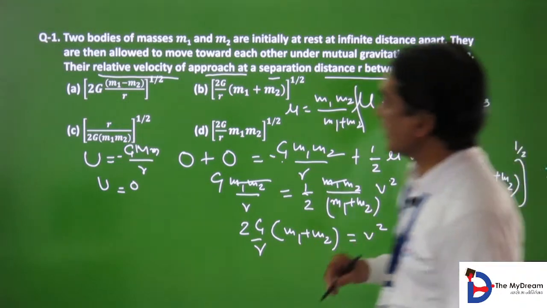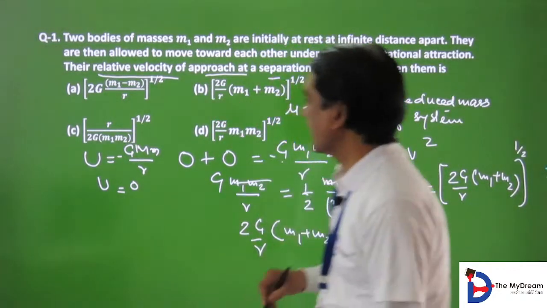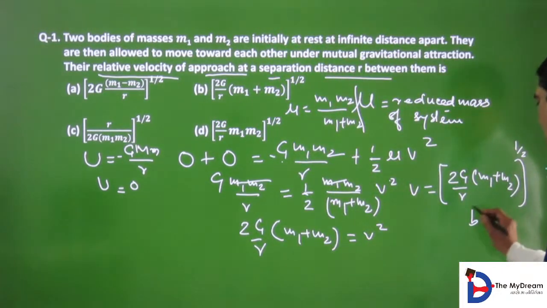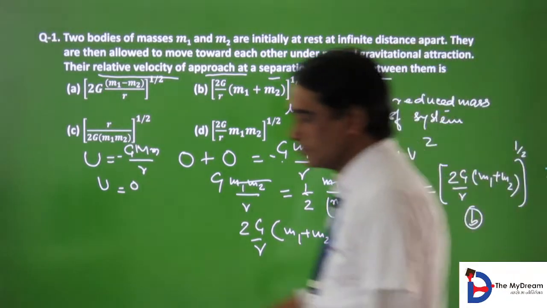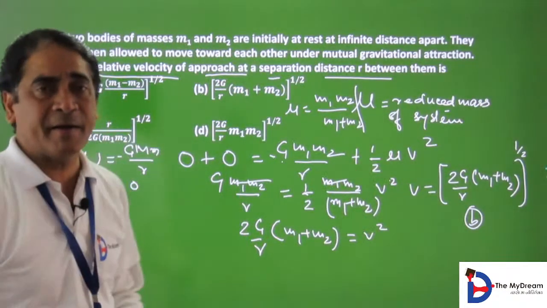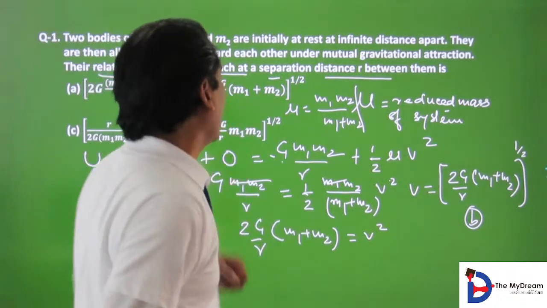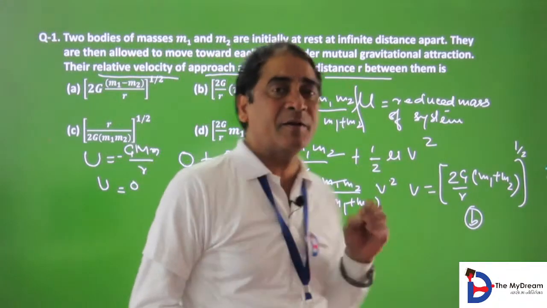So, which one is correct? B is correct. I repeat, when we are discussing the relative velocity in these types of problems, we must consider the reduced mass of the system.